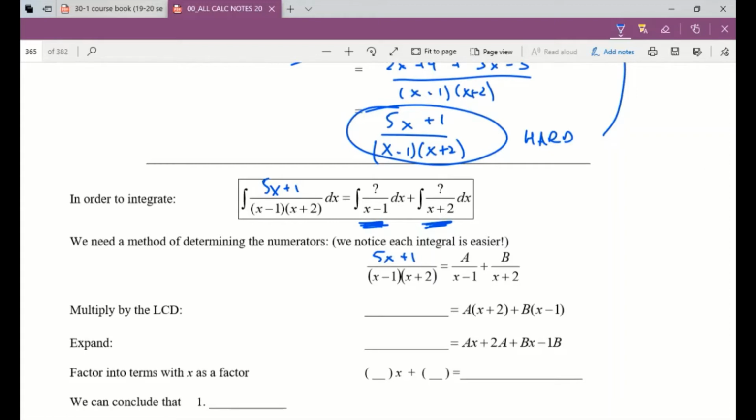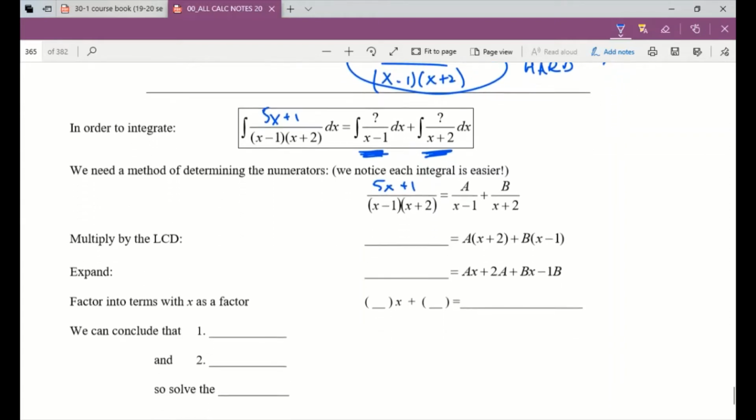So if 5x plus 1 is our numerator, what we do is we say that it's equal to some value a over x minus 1 plus some value b over x plus 2. We don't quite know what those look like yet. We don't know what numbers are going to fall in for a and b, but we do know that we can distribute. So on the left side we have 5x plus 1. We multiply by the LCD, and this a ends up being a times x plus 2. The b ends up being multiplied b times x minus 1. The denominators divide away.